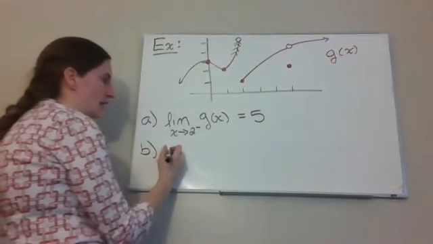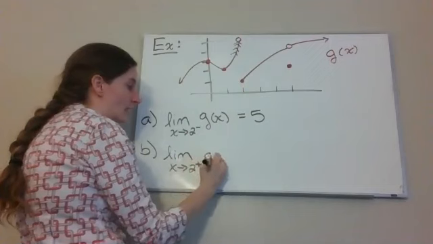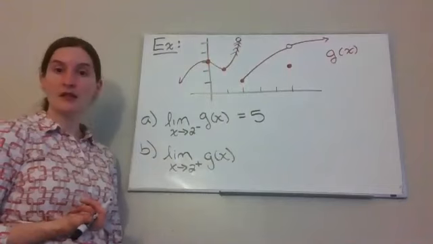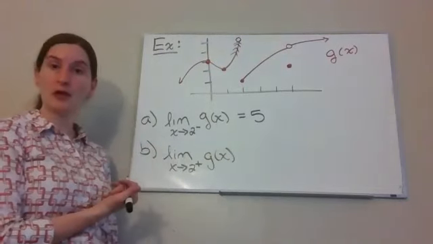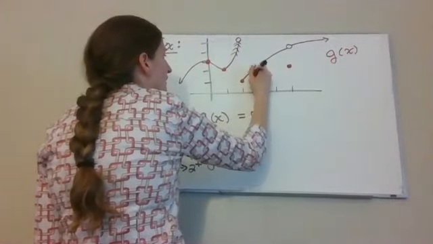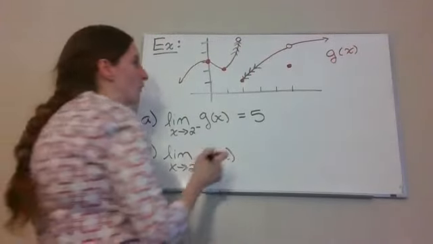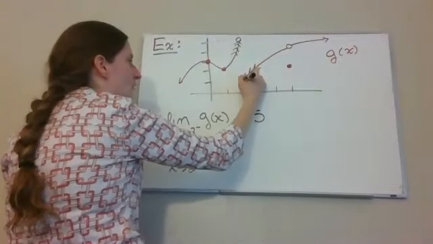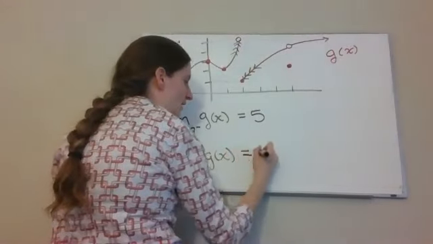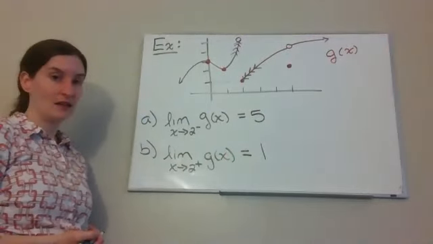Part B, let's find the limit as x approaches 2 from the right side only. So we're going to do a similar concept here, except instead of approaching from the left, we're going to approach only from the right. So I need numbers bigger than 2, and I'm going to follow my function, getting closer and closer to 2 from the right side only. What's the behavior of the function as I get closer to 2? Well, it looks like I should be getting 1. So the limit as I approach 2 from the right side is equal to 1.